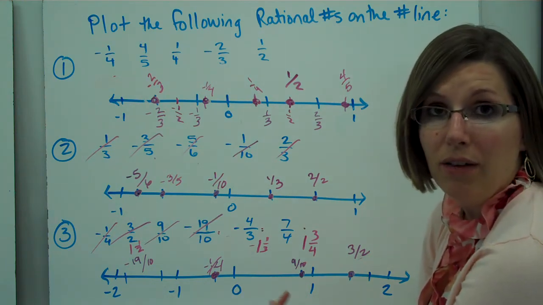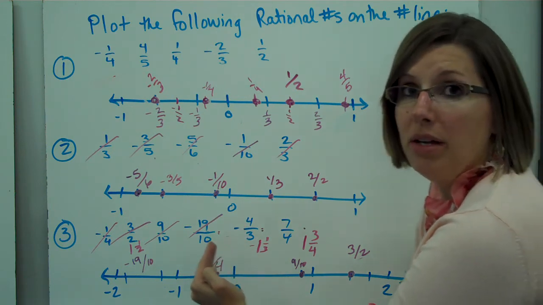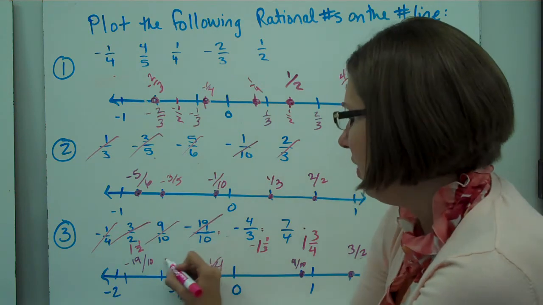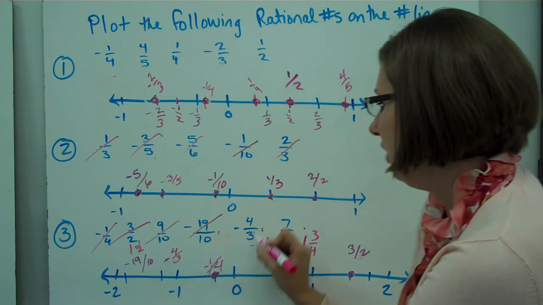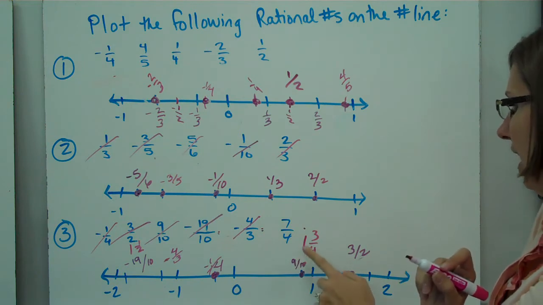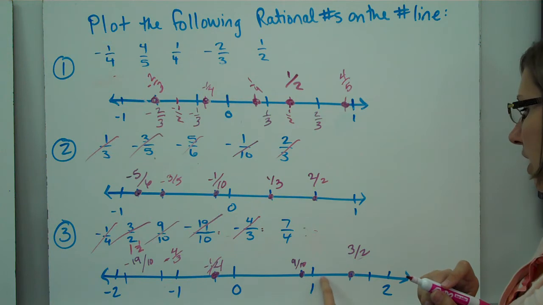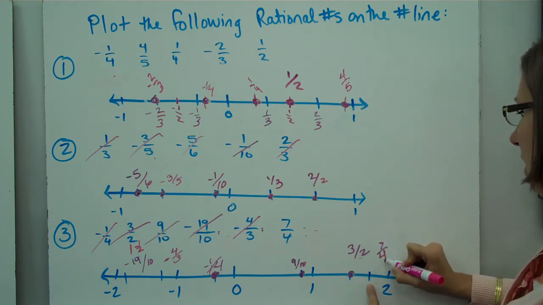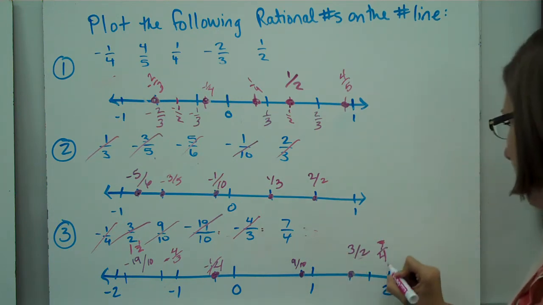-4/3, that simplifies to -1 and 1/3. So if I'm starting at 0, it's all the way to -1 and a third further to the left. So that's going to be right here. I'm going to use the way it's originally written, -4/3. And the last one, 7/4, which is 1 and 3/4 if I write it as a mixed number. So it's +1 and 3/4 more. So I'm going to put it right here, 7/4 in the positive region. So there we go. I forgot my little dots.